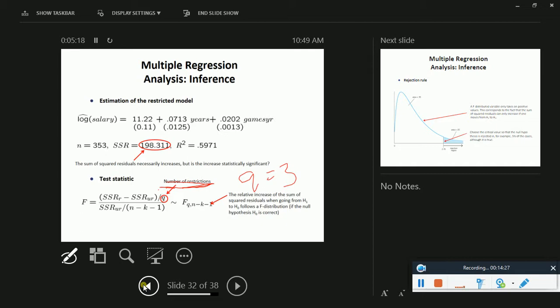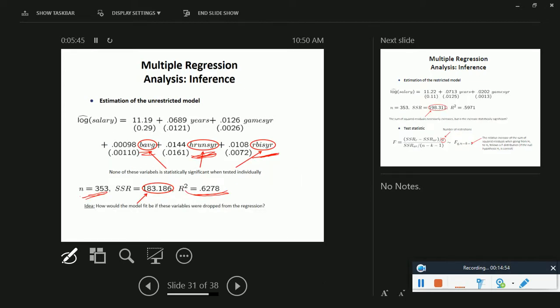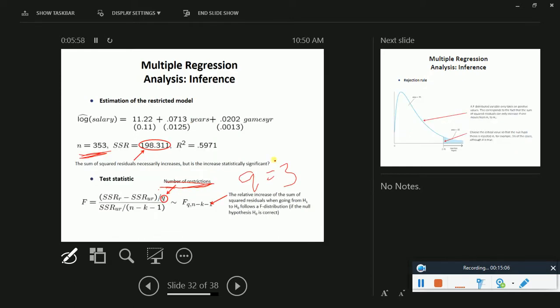And N is the number of observations, which is 353. The denominator is N minus K minus 1, which is the relative increase of the sum of squared residuals when going from H1 to H0, and it follows an F distribution. K is basically the number of regressors in your model. So in our model, how many regressors do we have? 1, 2, 3, 4 and 5 regressors. So that's how we test the F-test.